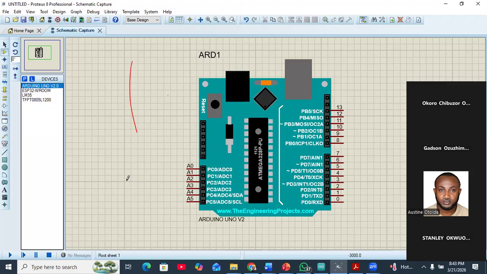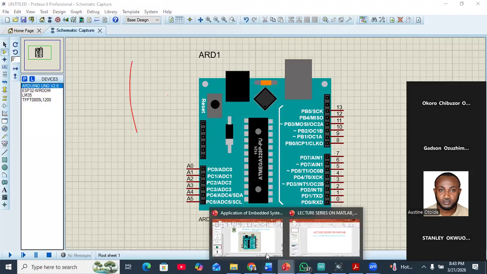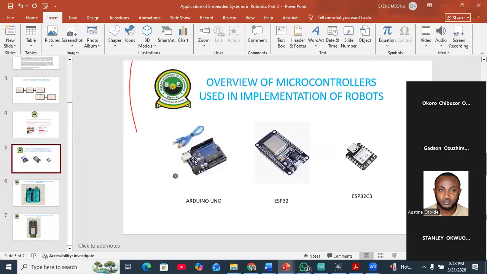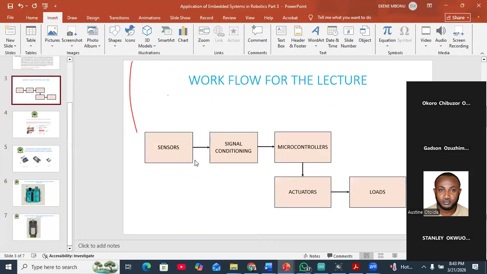For you to really get signal from the physical world to the digital world, it has to go through an analog to digital converter. You have your sensor here, you have signal conditioning. This represents your analog to digital converter, which will convert the signal to a digital equivalent of the analog signal. A microcontroller is a digital device. It can only accept information in digital form.